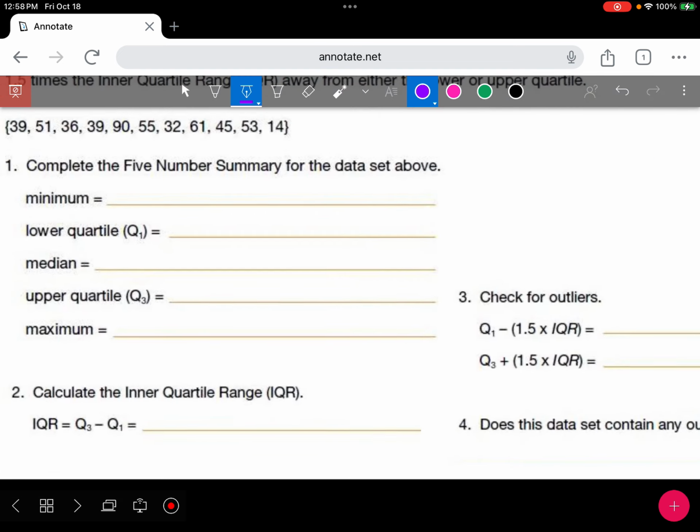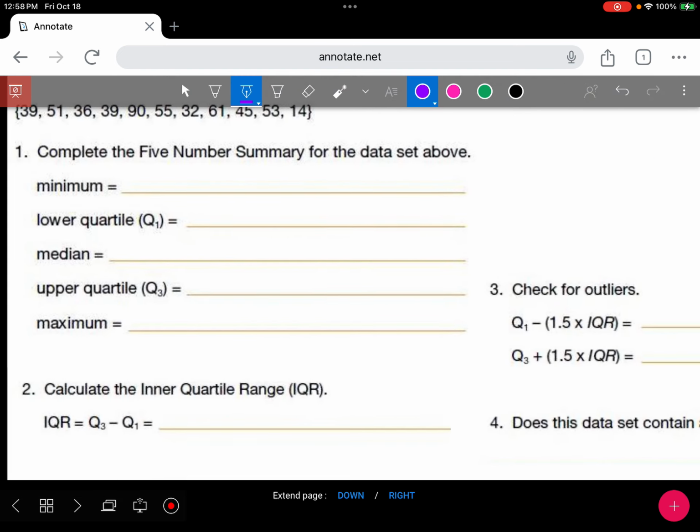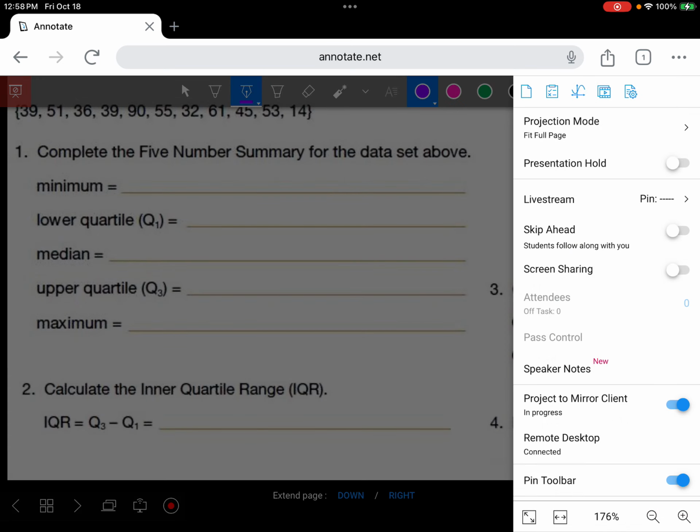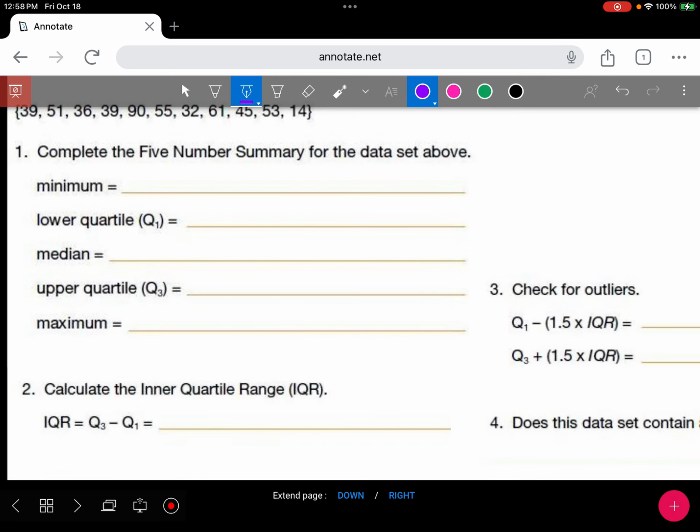And we're going to start with number 1, and we'll come back to the line at the top at the end. So I'm going to zoom this in just a little bit. All right. So what we're asked to figure out is something called a 5-number summary. And we're going to start with our minimum, our maximum, and our median.